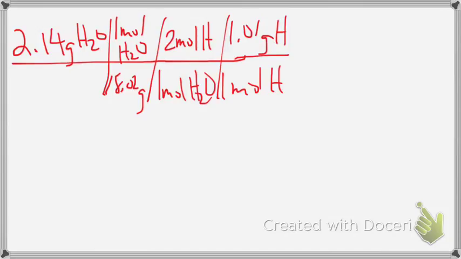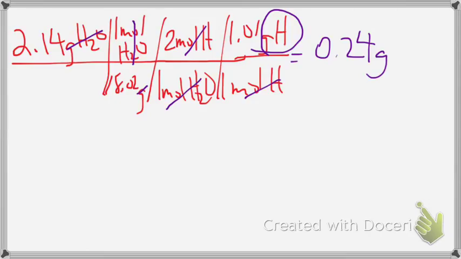Now let's just check to make sure that everything's going to cancel. We have grams of water, and that would be grams of water. A mole of water on top, moles of water on the bottom, moles of hydrogen, so the only thing left is grams of hydrogen. Okay, so let's figure out how many grams. You multiply everything on the top, you divide by everything on the bottom, and you're going to get an answer of 0.24 grams of hydrogen in the original sample.